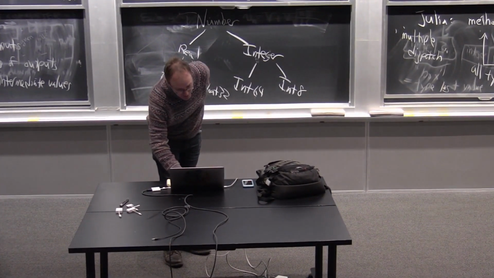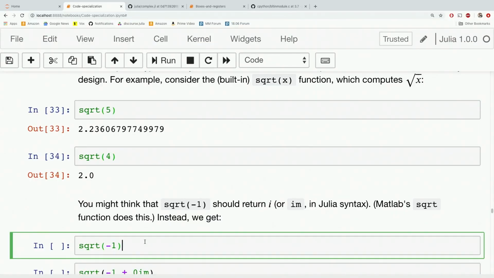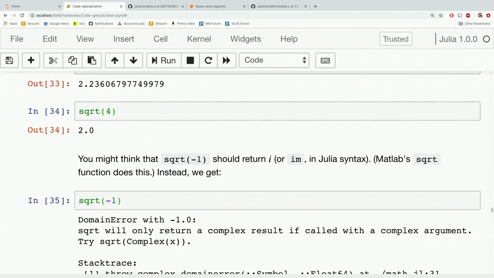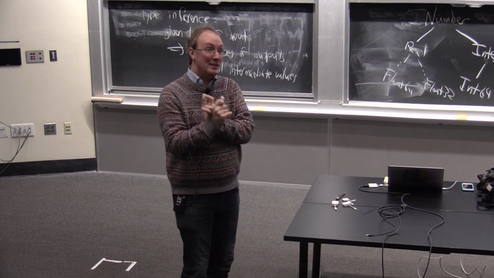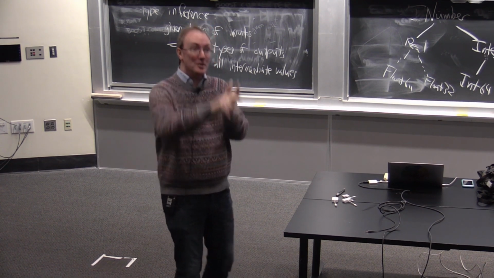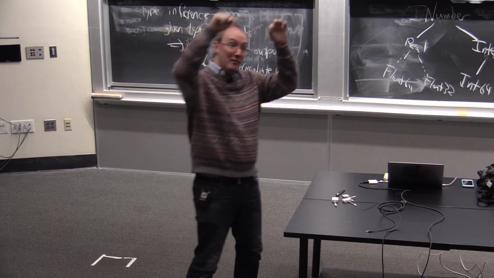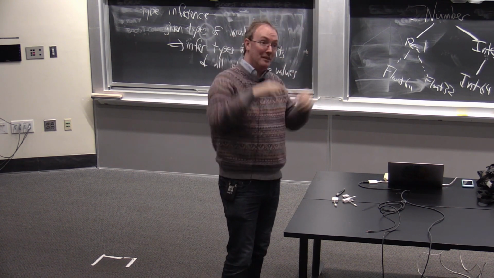The reason I mentioned square root is that what really confuses people at first is if you take the square root of -1, you might think you should get a complex value. Instead, it gives you an error. Because what are the choices here? It could give you an error, or it could give you a complex value. But if it gave you a complex value, then the return type of square root would depend upon the value of the input, not just the type.